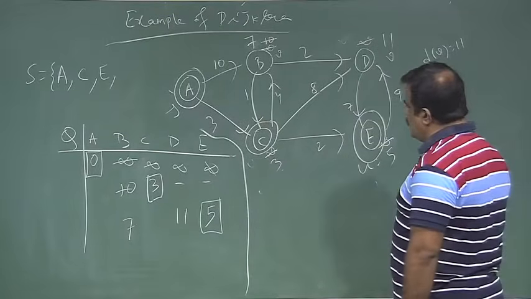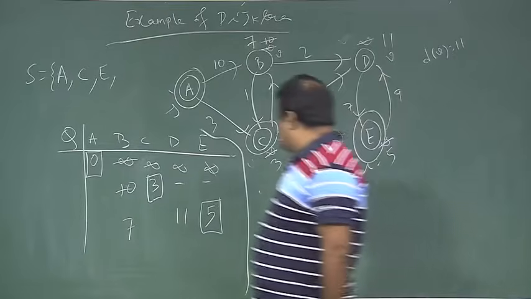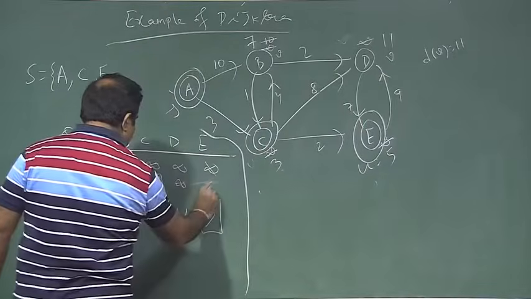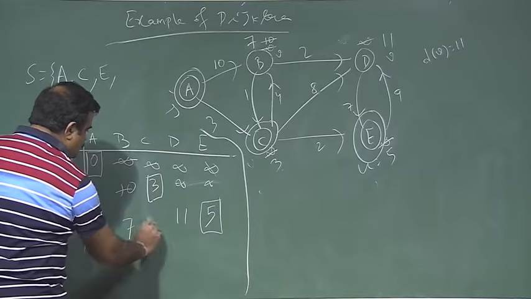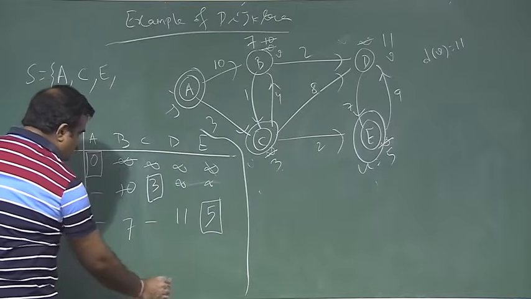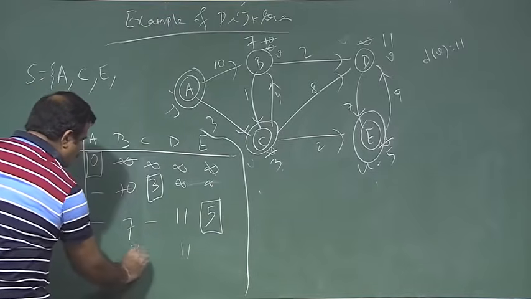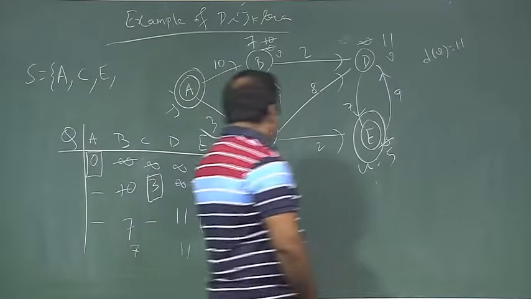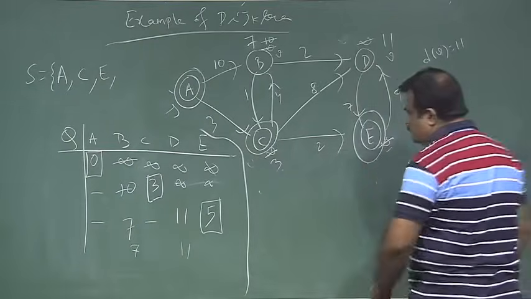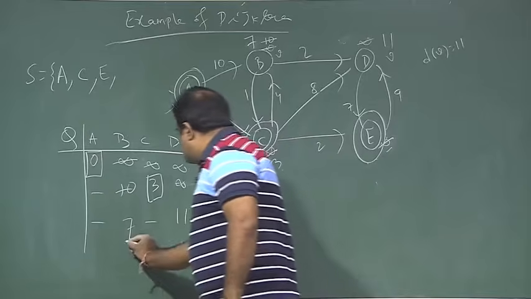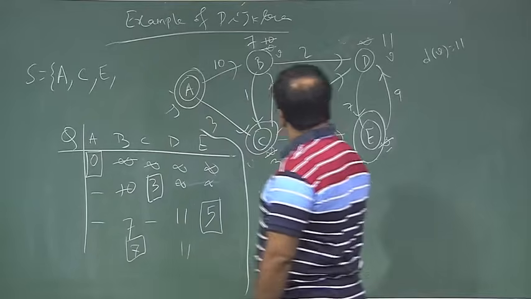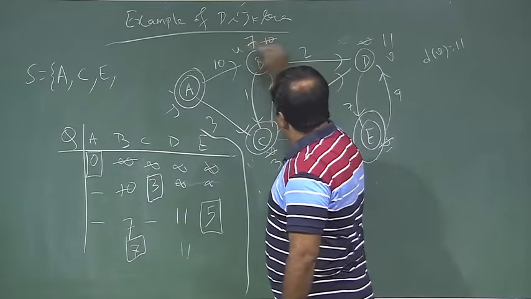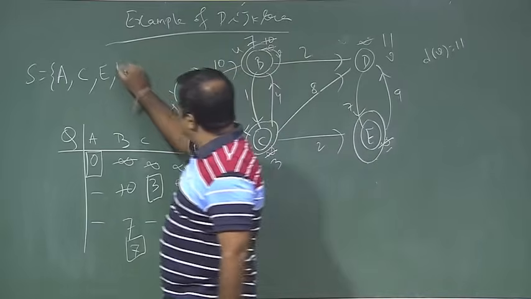So this is the situation. This will be infinity, this will remain 11, and this will remain 7. Okay, now we extract the next minimum. The next minimum is 7. So this is our U, and this B will be captured in S.